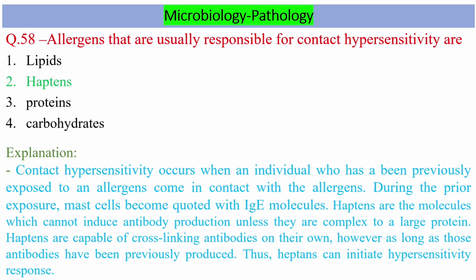Haptens are molecules which cannot induce antibody production unless they are complexed to a large protein. Haptens are capable of cross-linking antibodies on their own. However, as long as those antibodies have been previously produced, the hapten can initiate a hypersensitivity response.